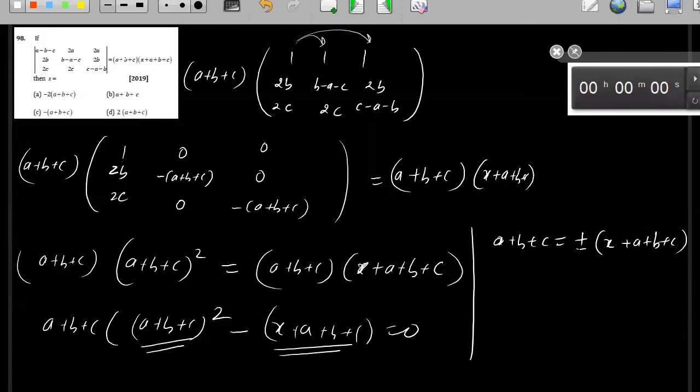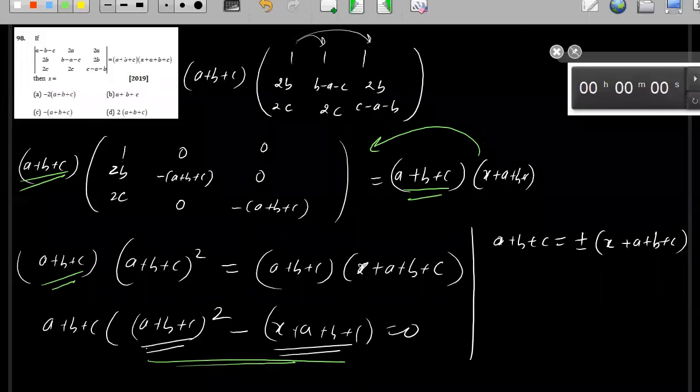So for plus, arre bacche, this part is okay, this part is okay, A plus B plus C. Here also I have got A plus B plus C, right? So I will take everything to the other side. A plus B plus C is common, right? So now A plus B plus C whole square minus X into A plus B plus C. If this is equal to 0, then A plus B plus C is equal to plus minus of, because of A plus B plus C whole square, I will take roots. So I will take plus minus of X plus A plus B plus C.